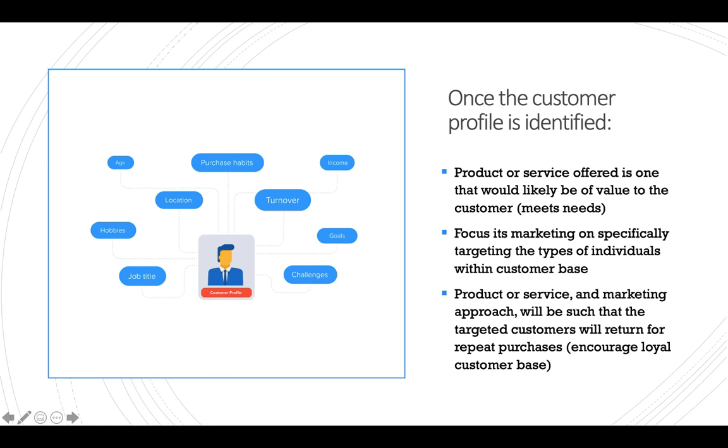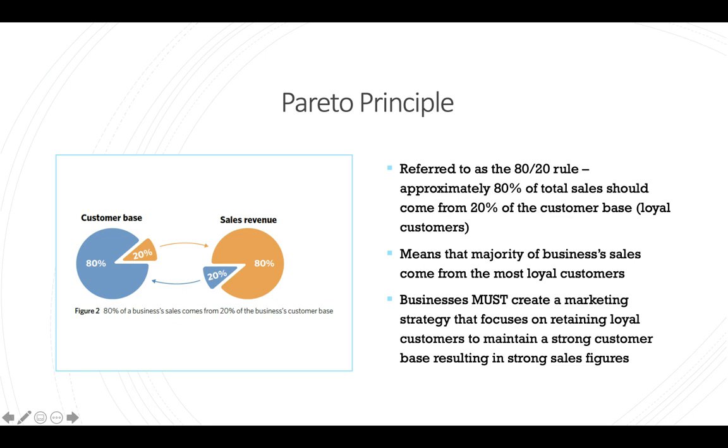Once the customer is identified, the product or service needs to be marketed to be of value to that customer. It's one that the customer actually feels like they need or want in their lives. So the focus of marketing is specifically targeting the types of individuals that meet those characteristics within that customer base. If they are close to the store and their attitudes and values represent what the business is selling, they are more likely to be part of that customer base. The product or service and marketing approach should mean the target customers will return for repeat purchases. So we really want to create that loyal customer base, and we're going to see why in a minute.